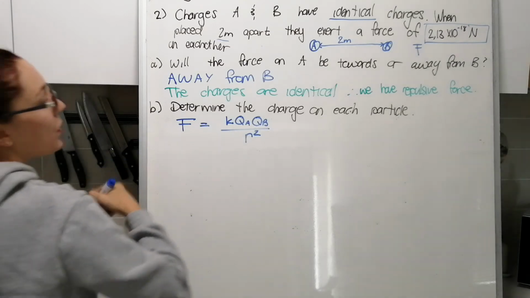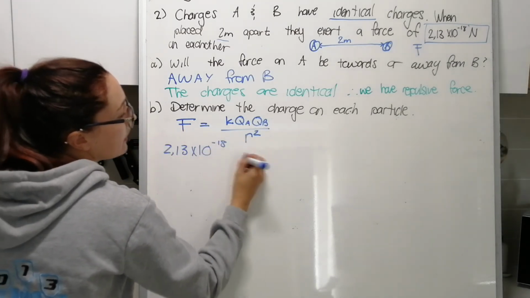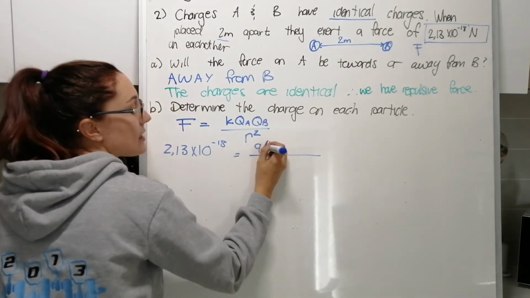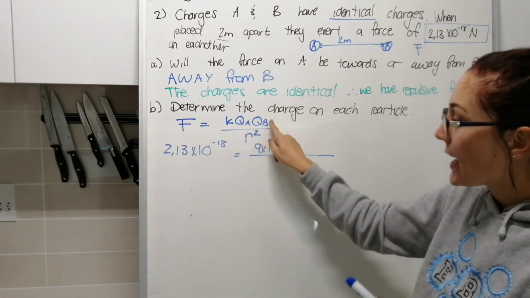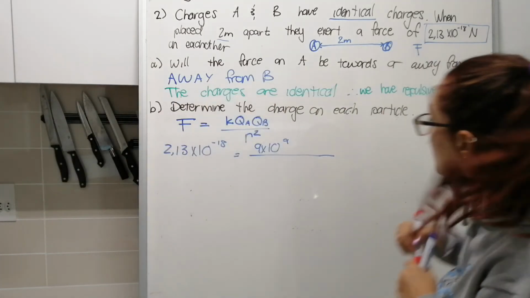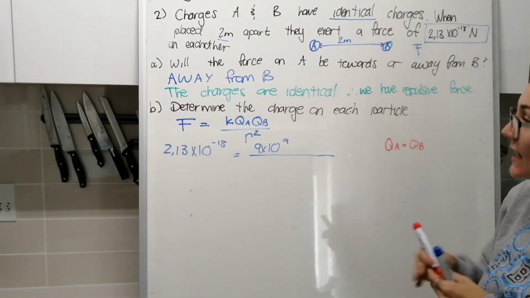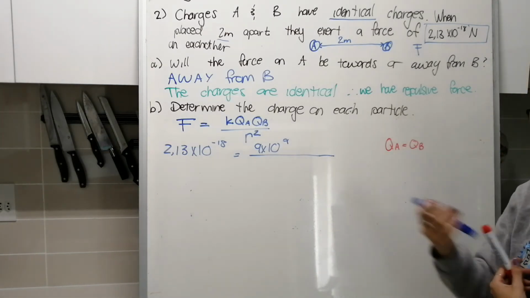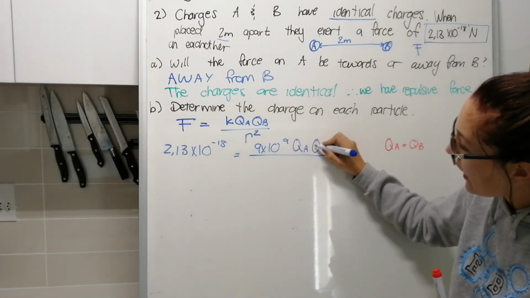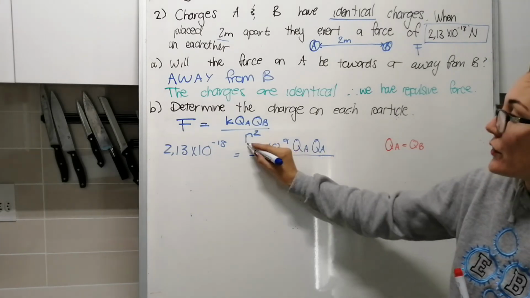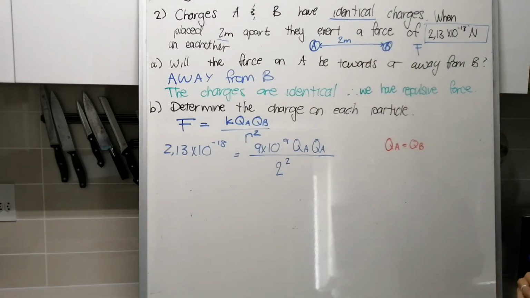So we know that the force is 2,13 times 10 to the negative 18. We know that K is 9 times 10 to the 9. We know that charge A and charge B are equal to each other. So that means this is just the same thing as charge A times charge A, so QA times QA over the distance between them, which is 2 meters squared. That was in the correct units, we don't have to convert.